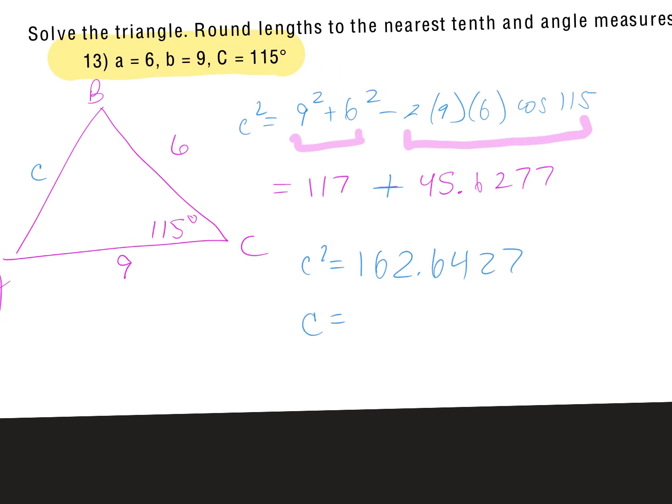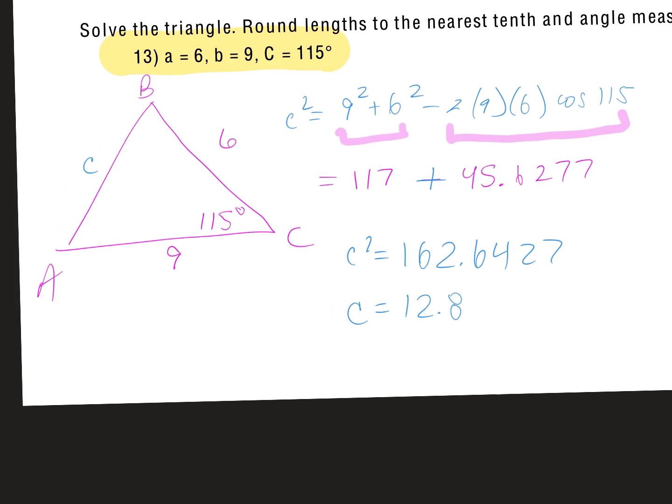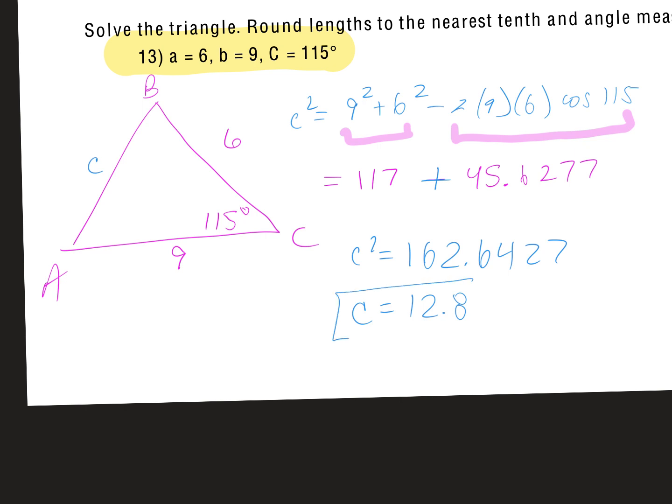I want to know what C is, though. So what does C equal? What's the square root of that? Something about 12.8. Units, whatever it is, yards, feet, whatever. All right, now that I found angle C and side C, what do you guys notice? You now can use the law of sines.